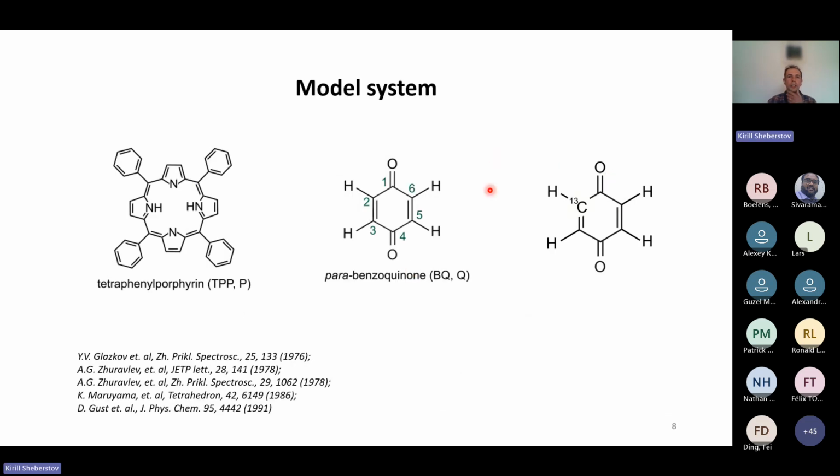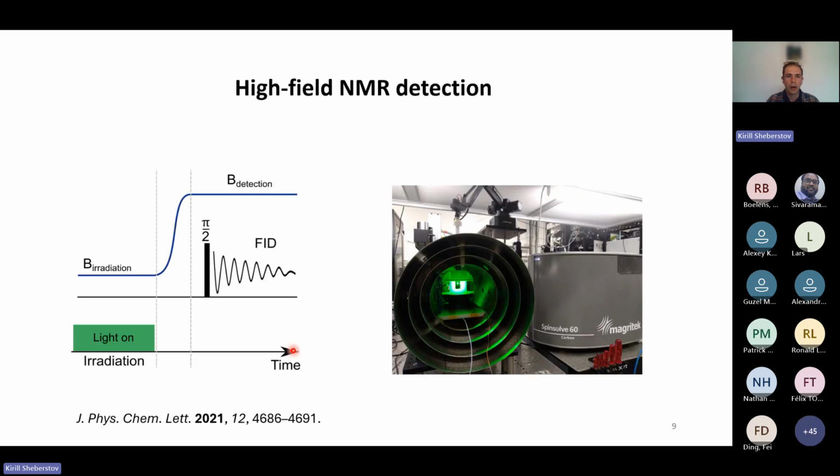So now I proceed with a description of the model system that we used to demonstrate these effects. The photosensitizer molecule is tetraphenylporphyrin. The quencher molecule is benzoquinone, and we are in particular interested in benzoquinone having carbon-13 spins in it. We always worked with molecules at natural abundance. The experimental protocol is pretty simple and highlighted on this slide. We start by irradiating the sample at low fields, and then we bring the sample into a benchtop NMR spectrometer for detection.